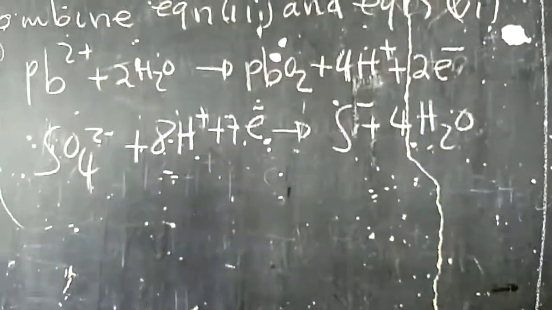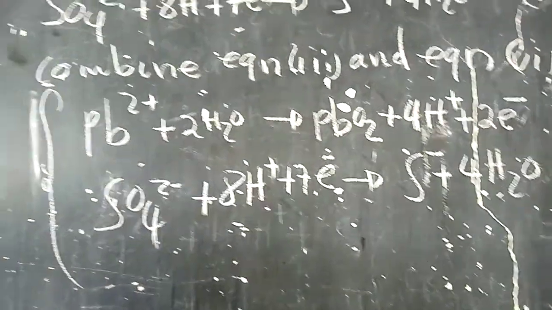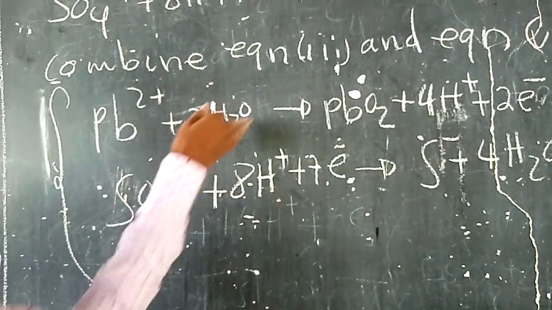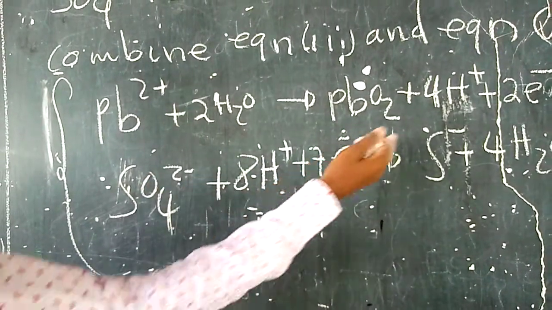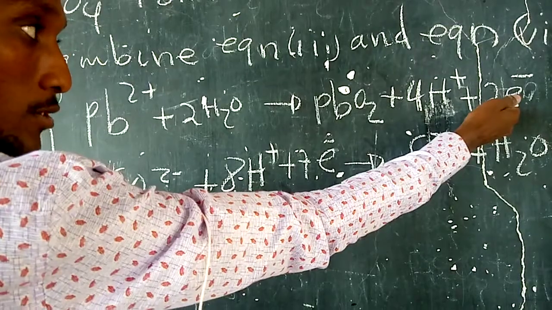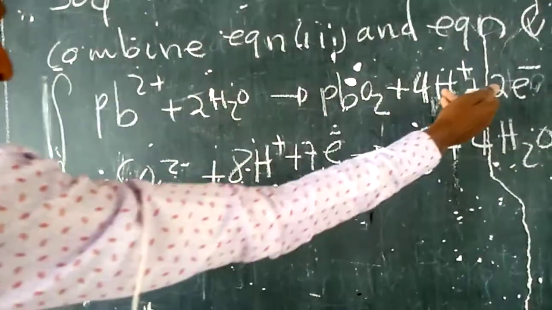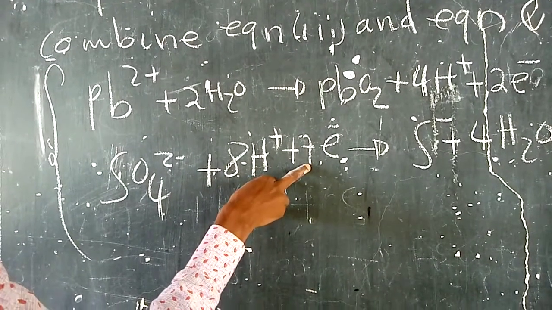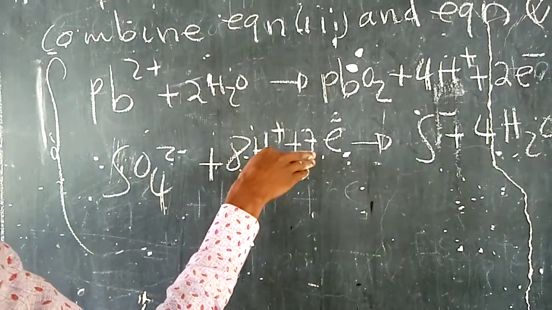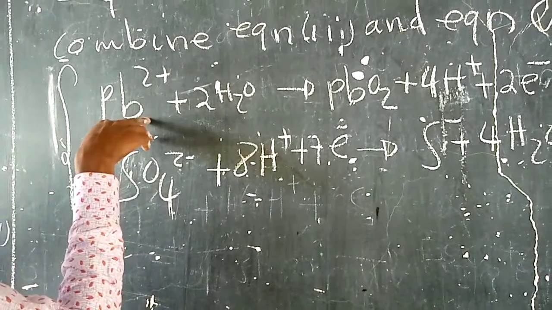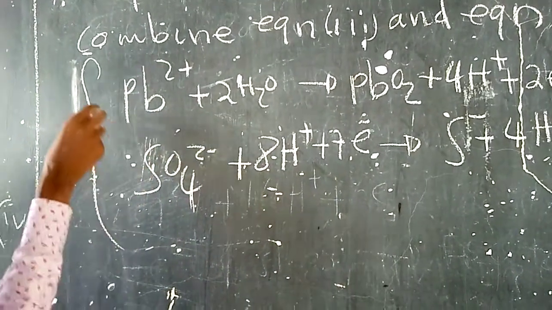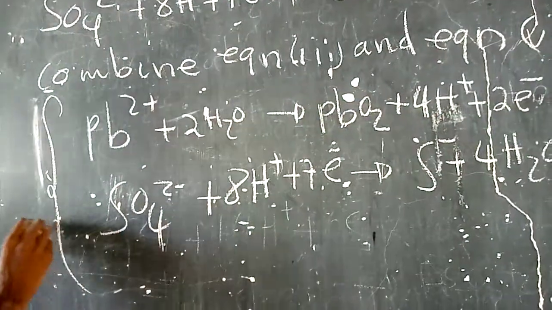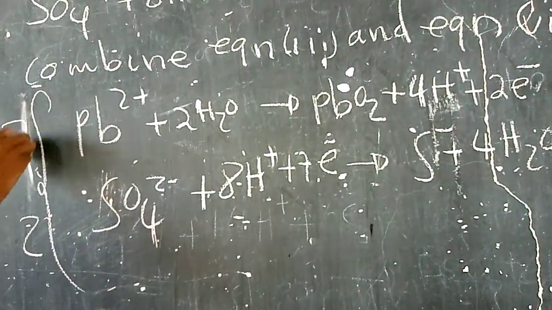Yes, class, when you look here at our equations, in order to balance them so that they will look similar, we have to multiply the 2 electrons in the first equation by 7, and the 7 electrons in the second equation by 2, so that they will look similar. We have to multiply equation 1 by 7.